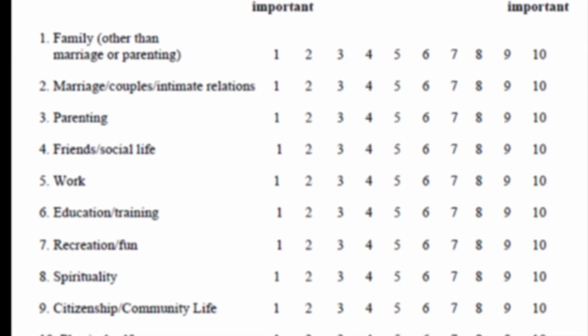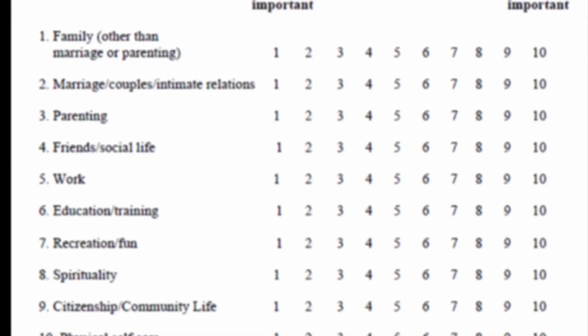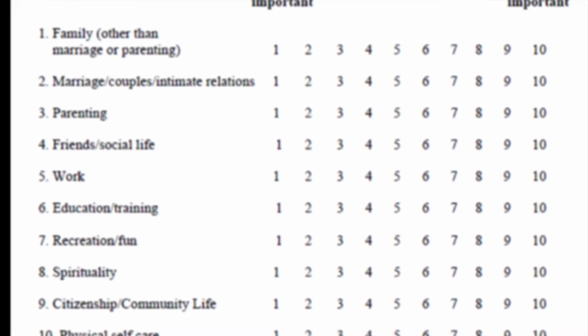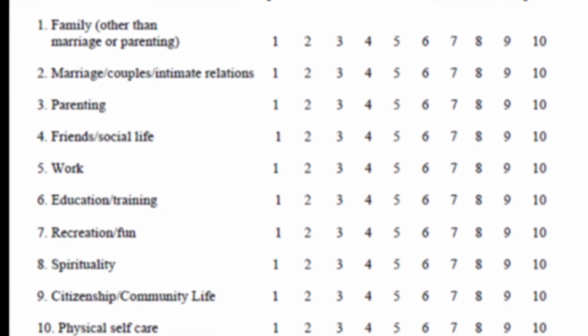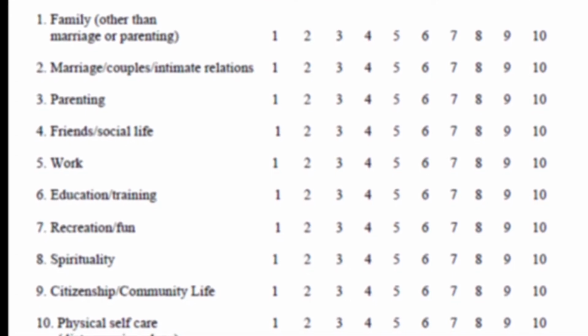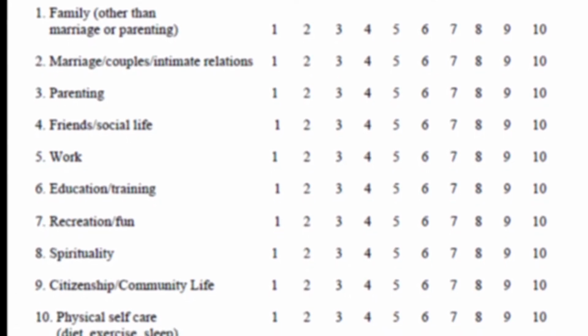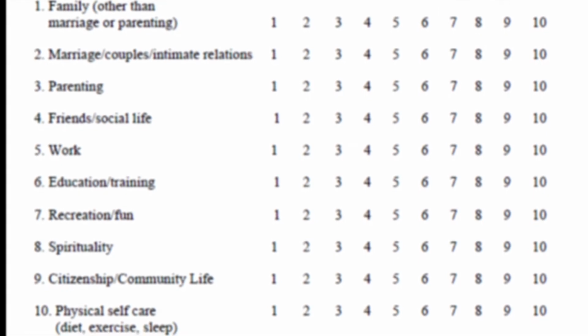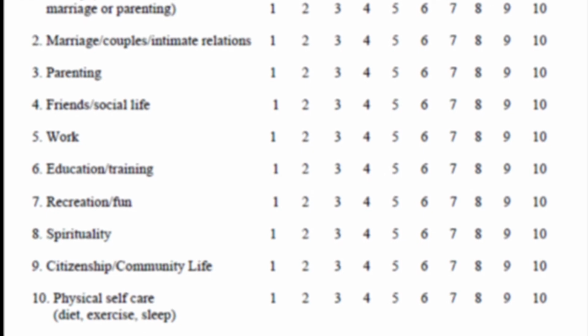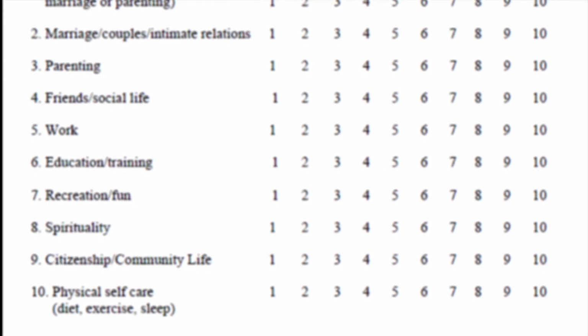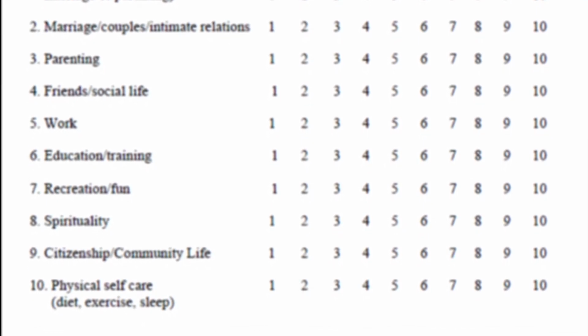It is a value consistency assessment, and what it does is, the first one, you're rating on a scale of 1 to 10 what's important to you in these 10 categories, and then in the next assessment, you rate your consistency. So say you gave yourself a 10 for family is super, super important to me.